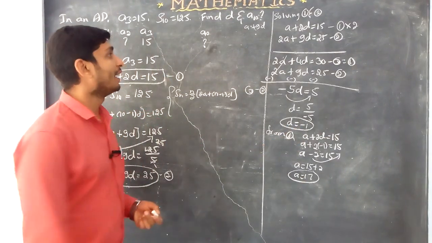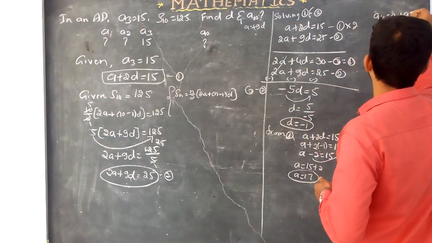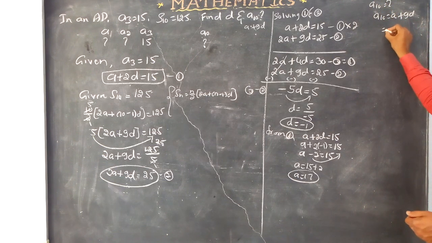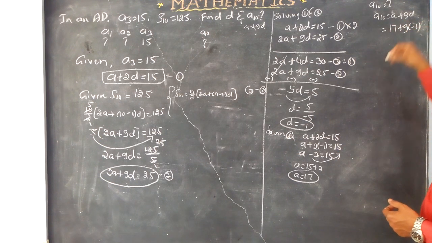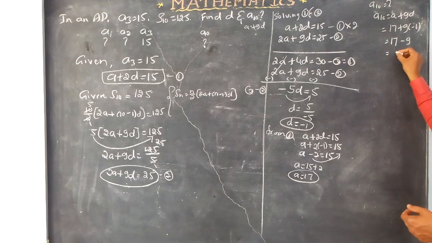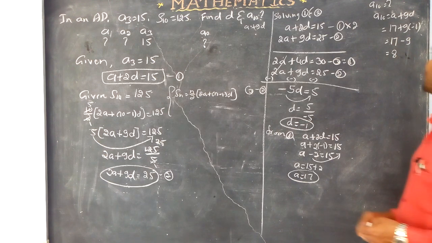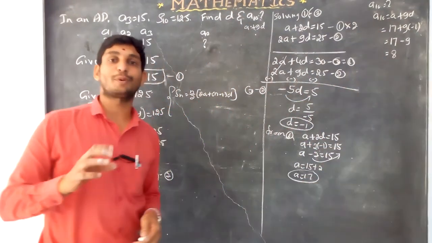minus 1. Is it finished? No, but we have to find the 10th term. So a10 is equal to a plus 9d. They write here a10 is equal to question mark. a10 is a plus 9d, a means the first term, yes it is 17 plus 9 into d, that is minus 1, that is 17 plus into minus 9. What is 17 minus 9? Yes it is 8. Is it right? Yes, 8 plus 9 is 17, correct. So the 10th term is 8. Hope you understood this problem also.